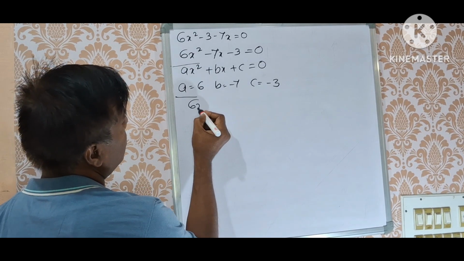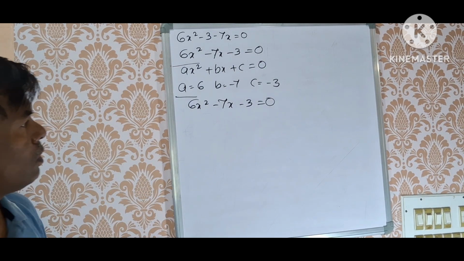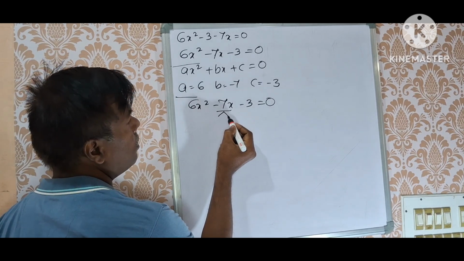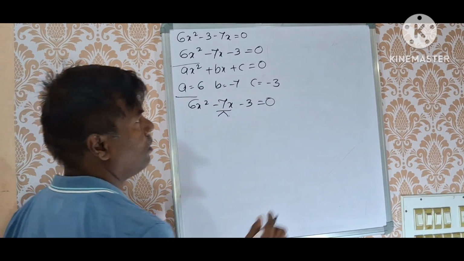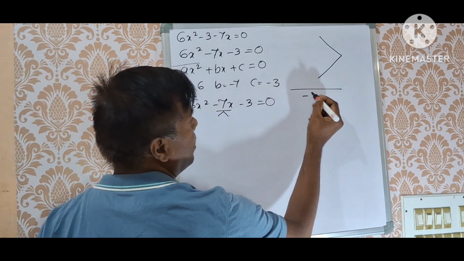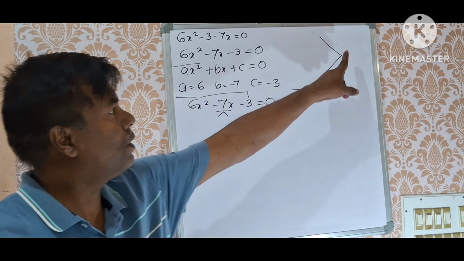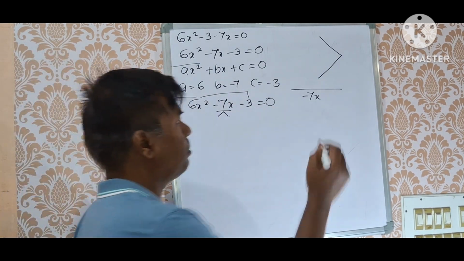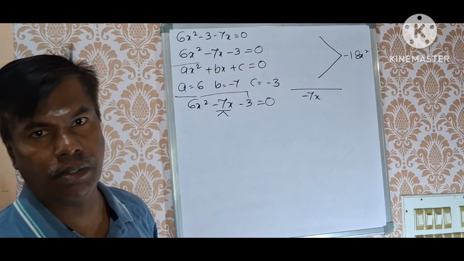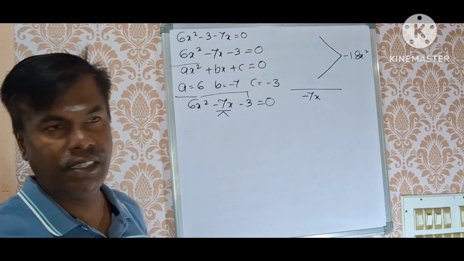What is the given equation? 6x square minus 7x minus 3 equals 0. How to solve the given equation? Resolve the middle term. This is the middle term. We have to resolve it into two terms. How to resolve it into two terms? First, write the middle term here, minus 7x. Product of first and the last term: here you have to write 6 times 3 is 18, minus 18x square. Which are the two numbers? Adding we get minus 7, multiplying we get minus 18.